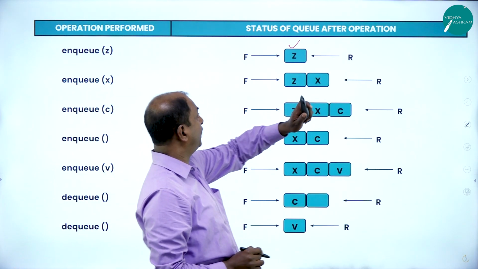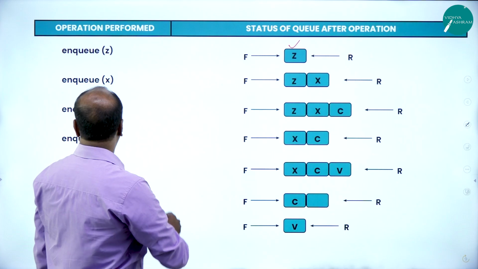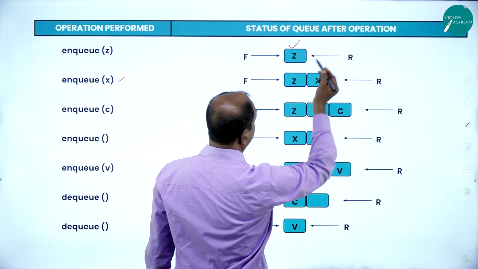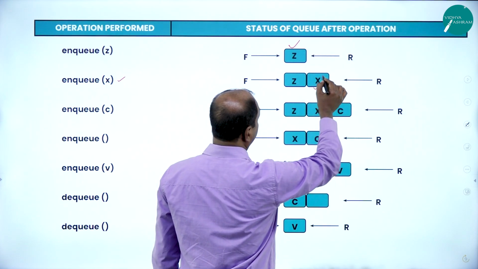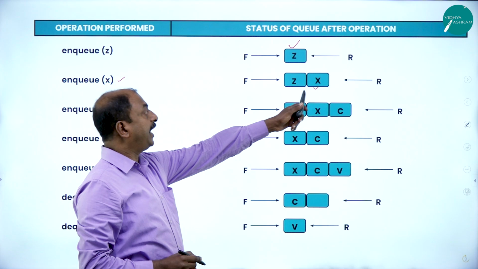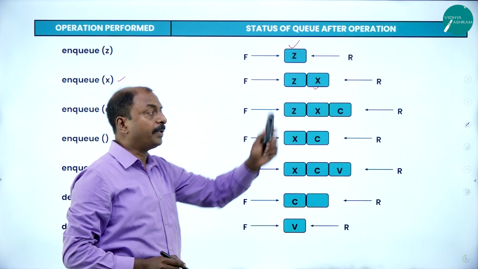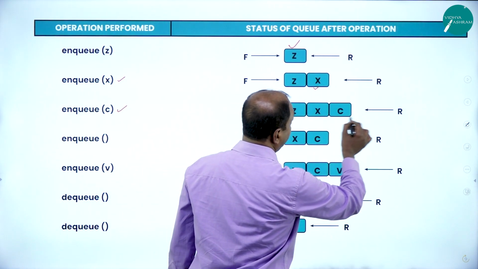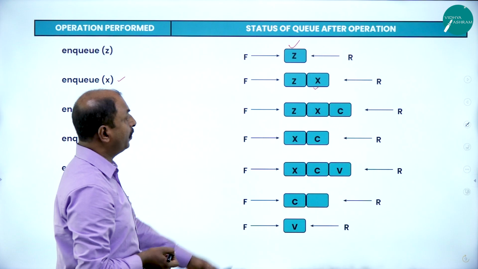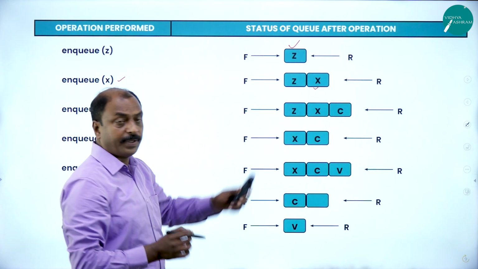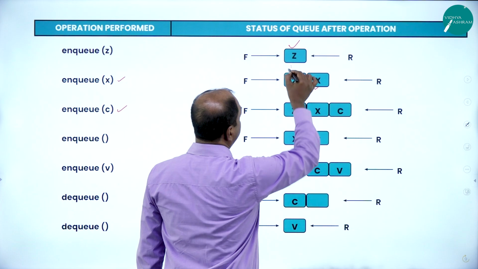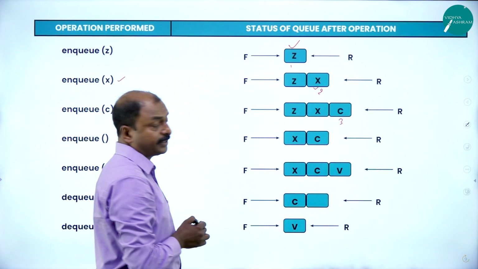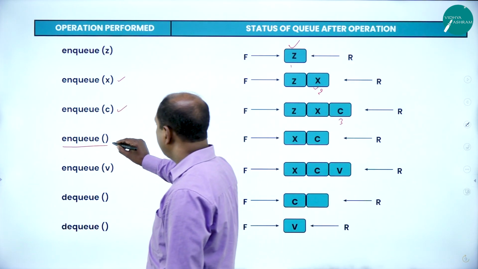This is the rear pointer, this is the front pointer. The second operation is NQ X. Because this is the rear pointer, addition takes place at this pointer. X is a new element added at the rear pointer. Similarly, NQ C: we add one more element C at the rear. Now the elements are Z, X, C. Please observe: Z is the first element inserted, this is the second, and this is the third.